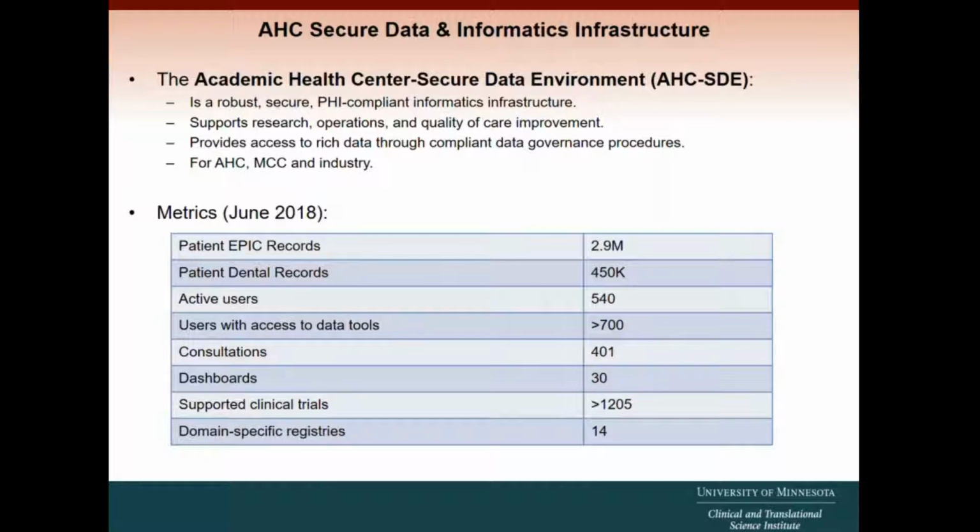And this is the quick metrics of how many patients we have in the environment since June 2018. We have about 3 million patient records in the CDR, the clinical data repository. We have dental records, about 450,000. Currently active users, 540, and we say active user, meaning they have logged into the environment in the last 30 days, 45 days. So it doesn't mean all the users in the environment, just those who really accessed it in the last 45 days.